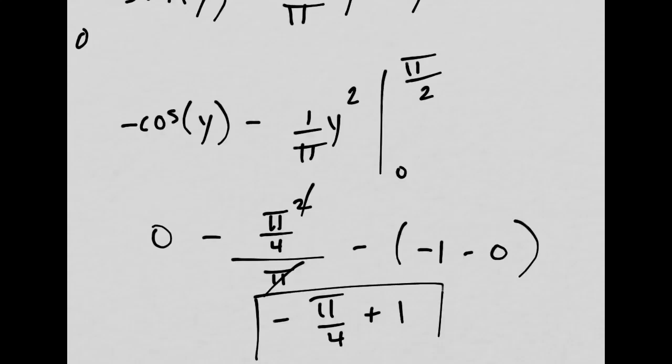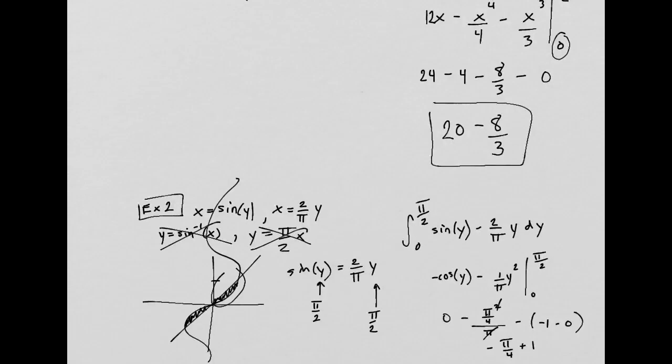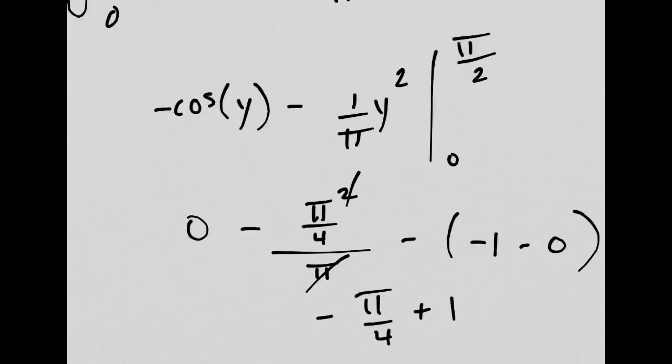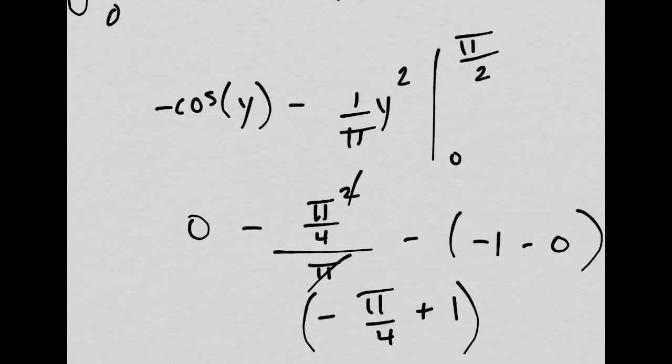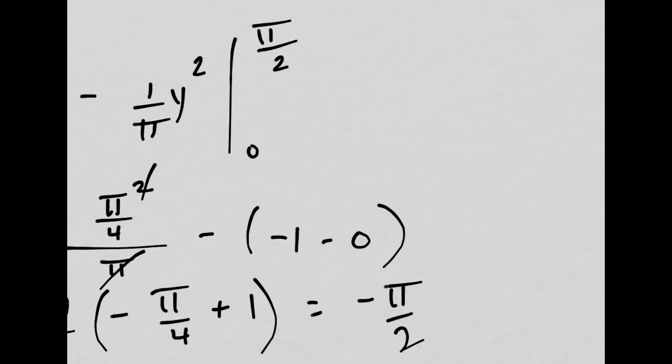We aren't done, because this was the area of just that. So we need to multiply by 2. So then it's negative pi over 2 plus 2. Very good.